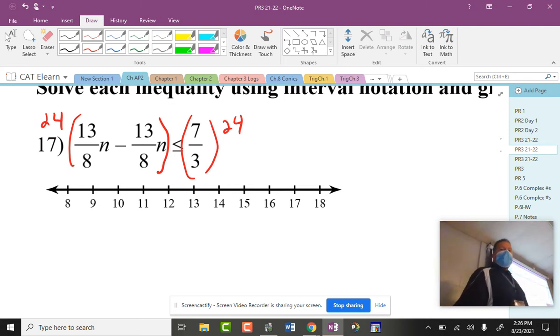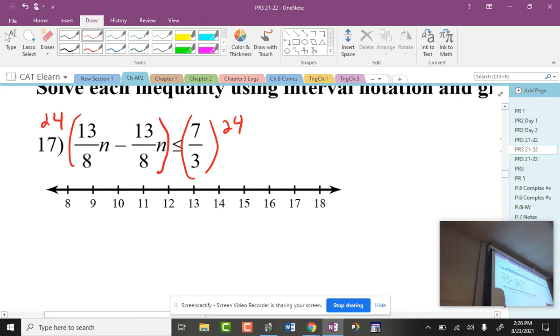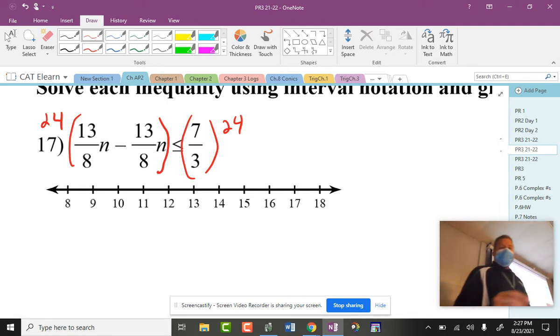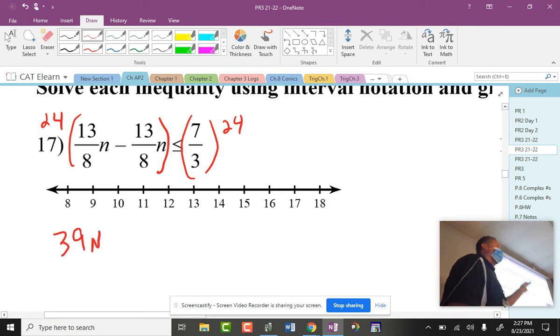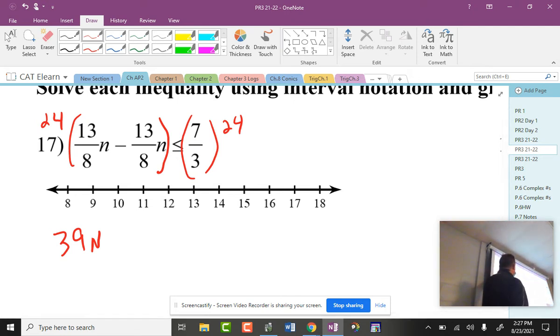How many times does 8 go into 24? 3. And then what's 3 times 13? What's 3 times 10? 30, and then what's 3 times 3? What's 30 plus 9? 39. So 3 times 13 is 39, and this becomes 39n. That is the point of multiplying by the LCD. 8 goes into 24 3 times, so it cancels with a 3 left over, 3 times 13.